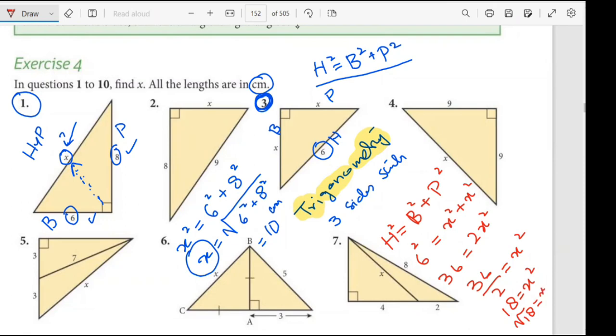4.24. He is saying x will be approximately 4.25. Terminating decimal or continue? Terminating. Okay, it means it will finish after this 5. There will be no further number. It is 4.2426, okay, so when you round off, it will become 4.25.